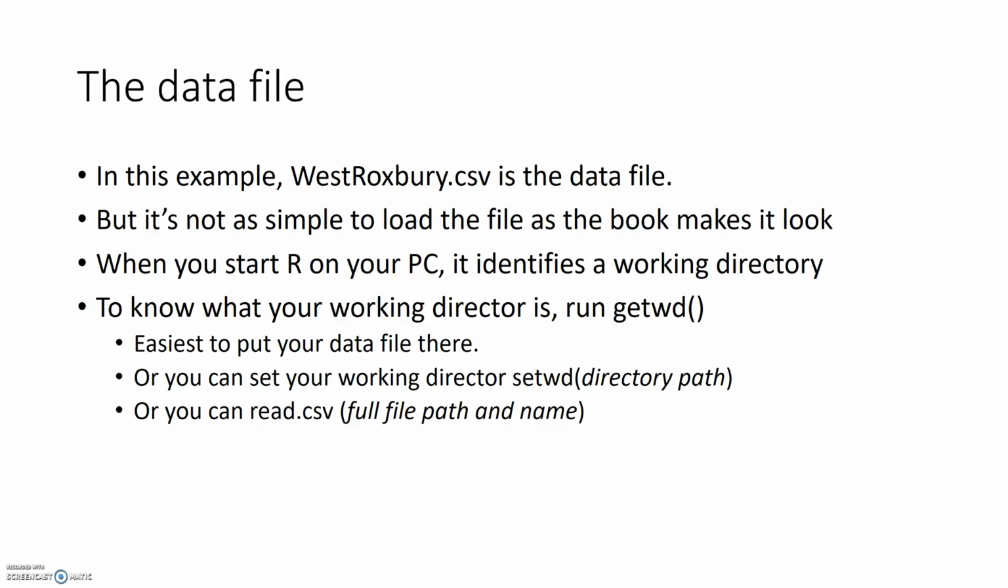Another thing you can do is set your working directory. If you don't like where your working directory is, or if you want to set your working directory to where your West Roxbury file is, you can use a command called set working directory. So setwd, and that one you actually do pass an argument to. The argument is going to be your directory. Not the name of the file, but just the path to the directory that you want to use. Or a third option is you can use read.csv, and you can include in parens the full file name. Okay, so I would still say the easiest thing to do is just to move your file to the current working directory.